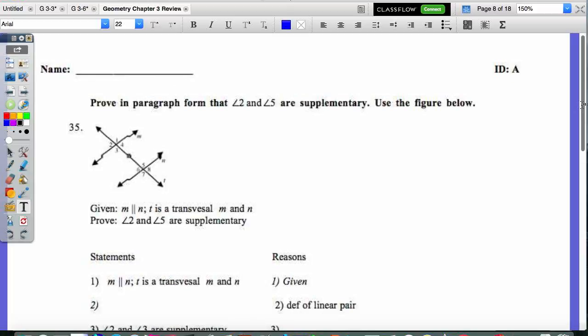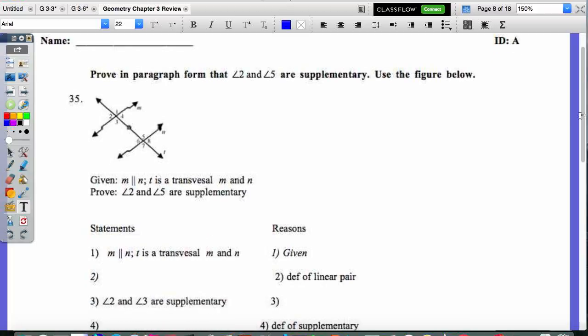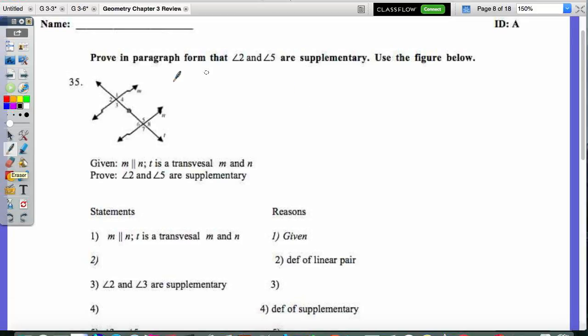Problem number 35 is another proof. So we're told that M is parallel to N, and T is a transversal of M and N. So I want to go ahead and mark M parallel to N. Now, we're told next one is definition of a linear pair. We have a lot of linear pairs here. So we don't know which one they're talking about.